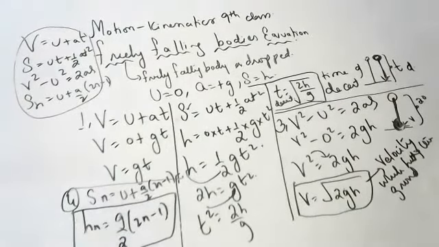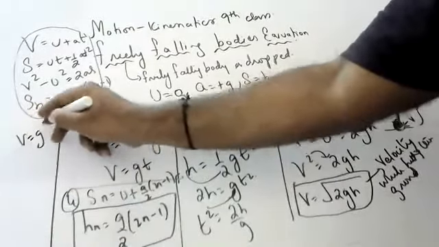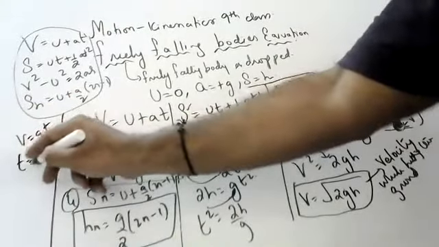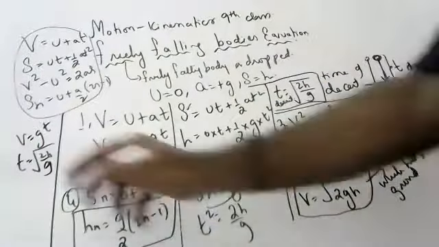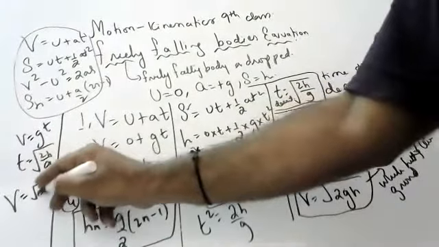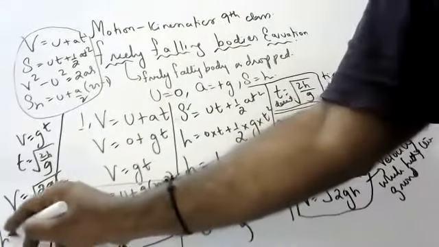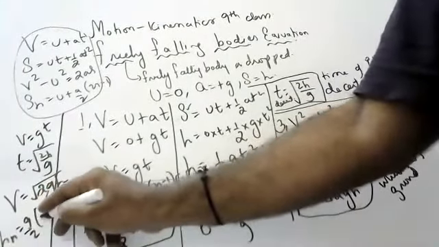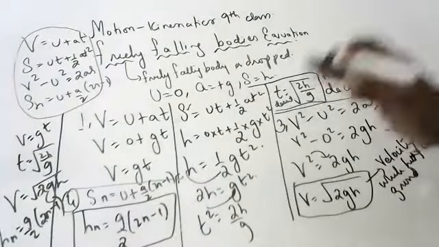You should not forget, please remember these formulas, children. So what are the formulas we have discussed here? First one is v is equal to gt. Second one is time of descent, the time taken by the body to reach the ground, and the velocity while hitting the ground, and this is the distance traveled by a freely falling body in the nth second. These are the four equations of motion for freely falling bodies.